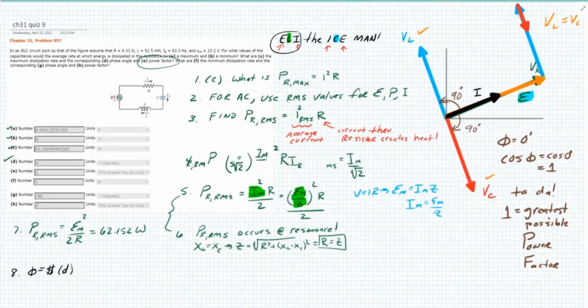Power substation inductors. I think they're called capacitors. Okay.